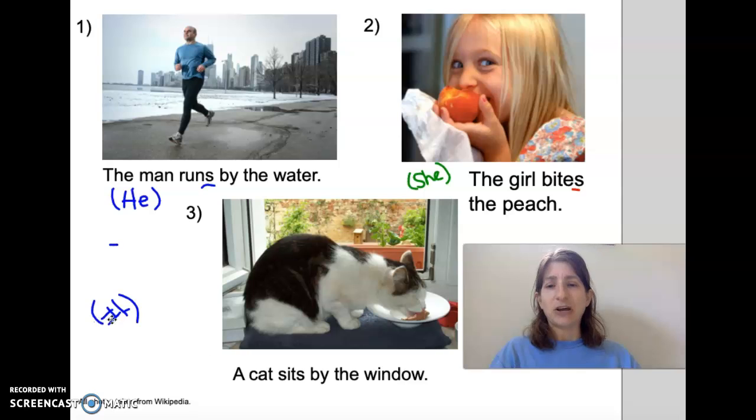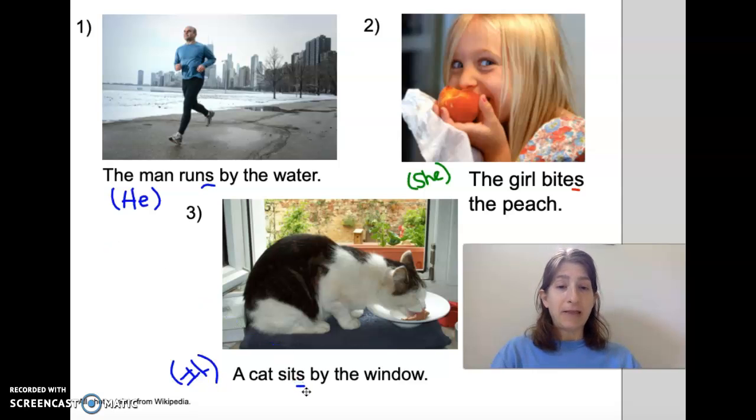Here's my next one. This example is talking about a cat. That cat is like saying it. What does the cat do? Well, it usually sits by the window. If I'm talking about something that usually happens, that's the present. That needs an s on the end of what it does. It sits. Let's take a look at some others.